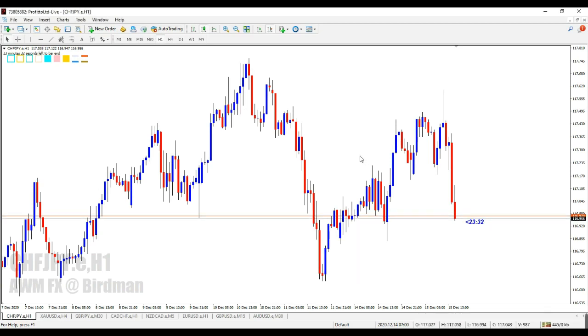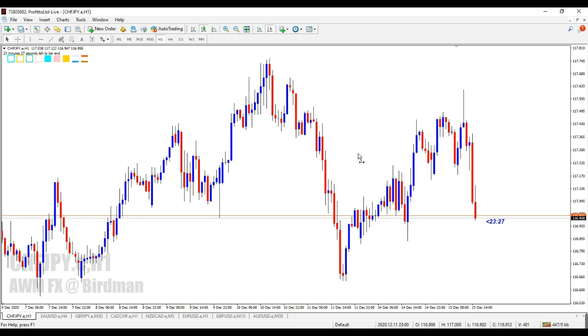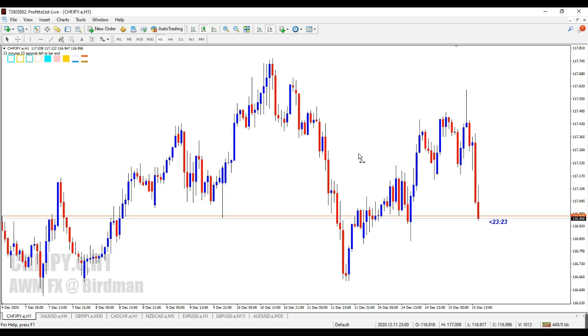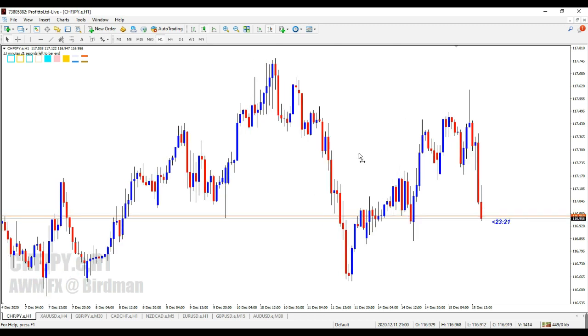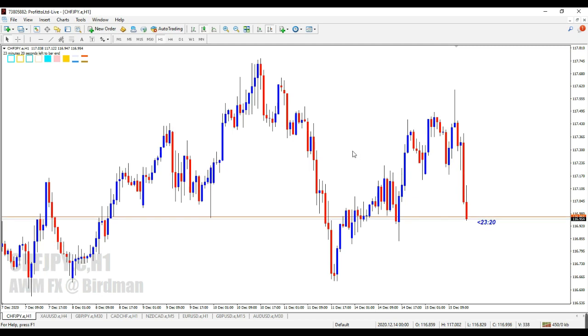So currently we are looking at one of a very beautiful setup right here. Of course, I'm not inside this trade. I missed out this trade. There are a lot of currency pairs. Once in a while you have to miss out one.